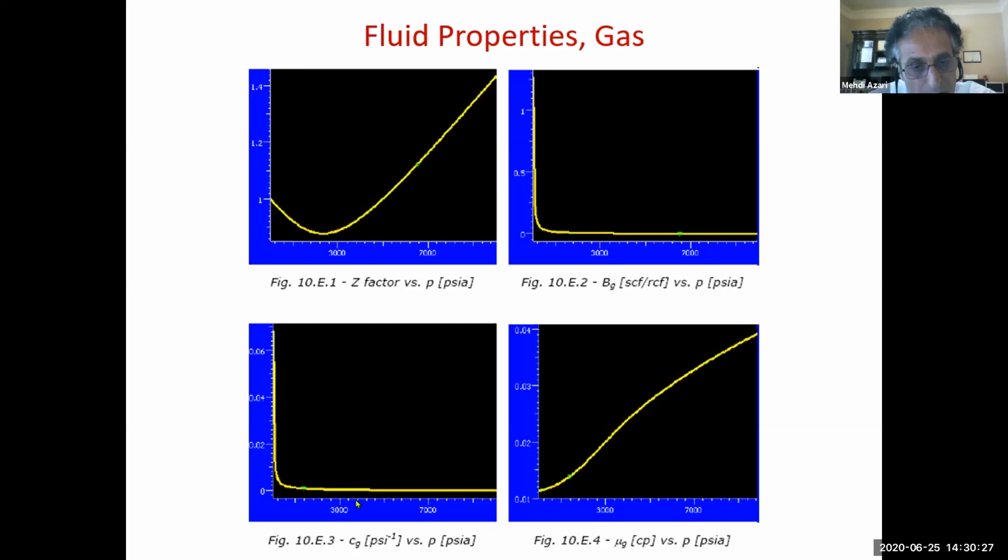We had this one before. At higher pressure, you compress it, you become like a liquid, so the compressibility is going to be lower. And then viscosity of the gas: as you increase pressure, the molecules of the gas are going to get closer and closer. You're going to have more friction, so viscosity is going to be high.